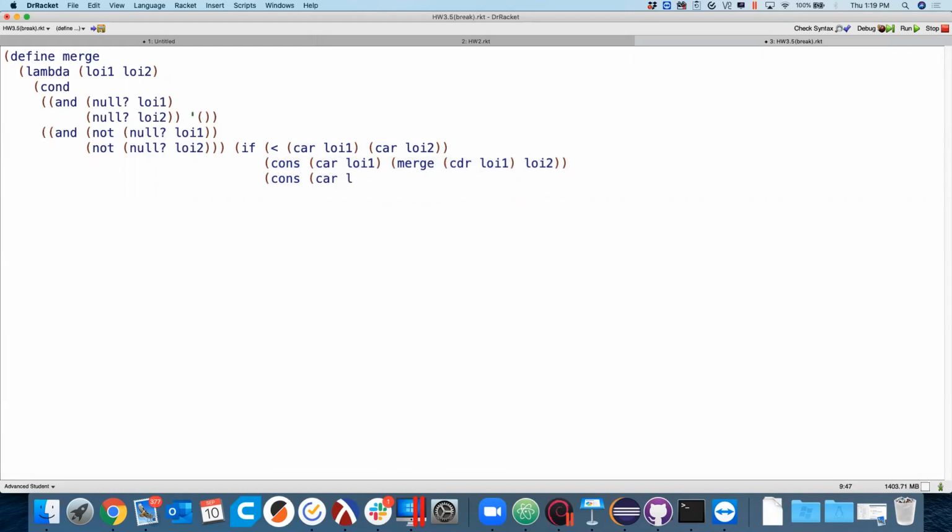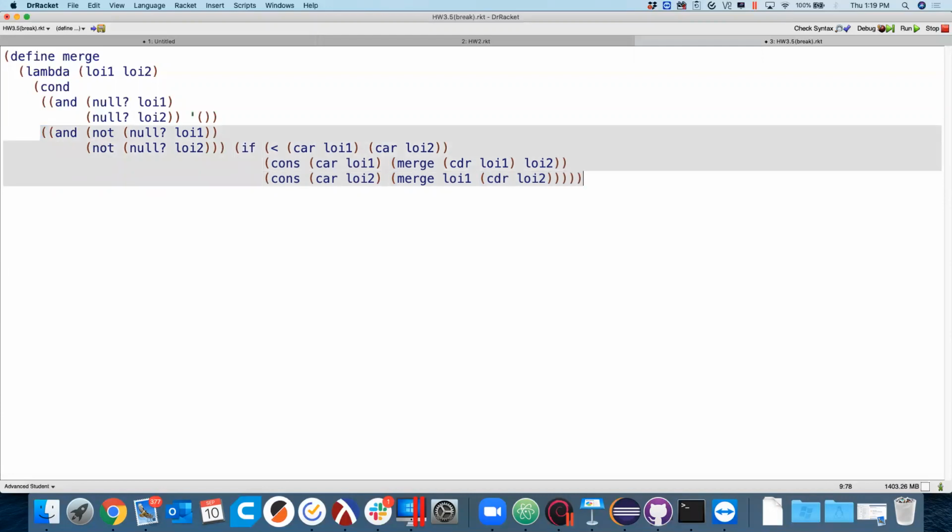Otherwise, cons the car of LOI2 onto the merge of LOI1 and the coulter of LOI2. So if both of them are not null, both have stuff. If the car of the first list is less than the car of the second list, then we'll cons the car of the first list onto whatever merge returns of the coulter of the first list and all of the second list. Otherwise, we'll cons the car of the second list onto whatever merge returns on the entire first list and the coulter of the second list. That make sense?